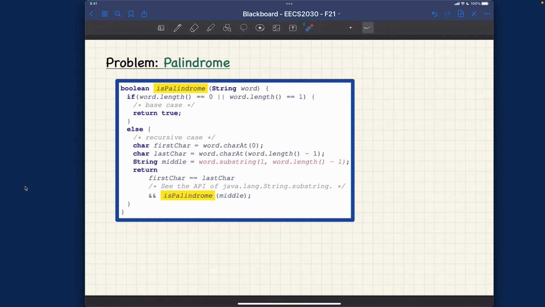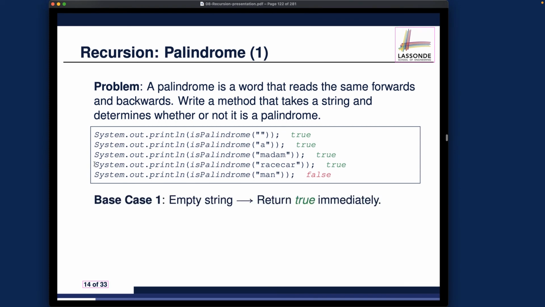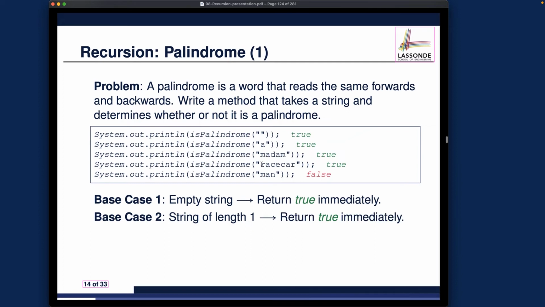Let's go over some base cases quickly. If you look through the slides, we got two base cases. If the string is simply empty, in that case, you can return true immediately, right? There's no need to make any further recursive call. If the string is of length 1, like in the case of A over here, you also return true immediately, because it doesn't matter what the character is, you read the same forward and backward for a single character string.